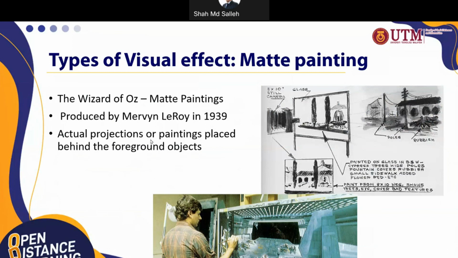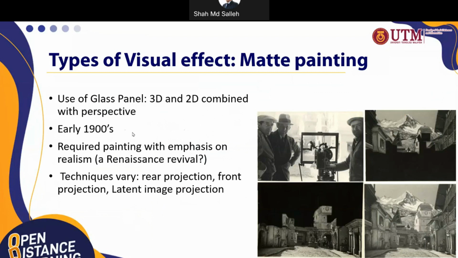Actual projection and painting are placed behind the foreground objects. Sometimes in the front, sometimes in the back, based on the storyboard. Use a glass panel, 3D or 3D combined with perspective. This was already done in the early 1900s. It requires painting with an emphasis on realism. The technique is either rear projection or front projection. Skeleton image projection for this example.